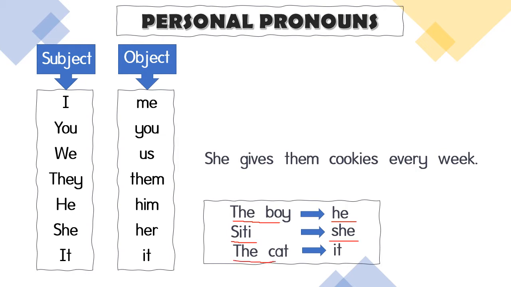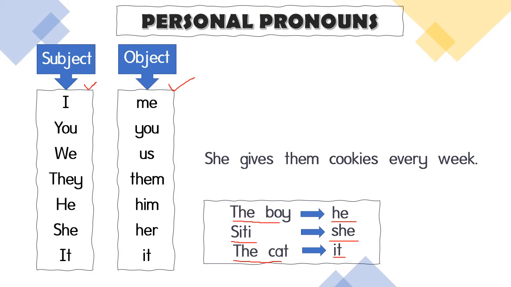What about the cat? In general, we call the cat as it. But in some cases, we can say she or he for the cat if the cat has a special name. Okay, so look at this one. We have subject and object. Okay, we can use personal pronouns as subject or object in the sentence.